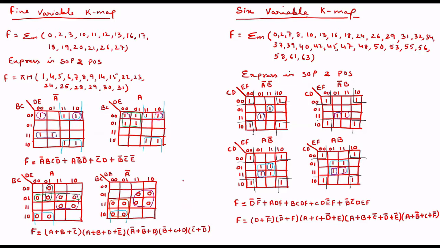Now coming to 6 variable, the same way we will find the summation of min terms expressed in SOP and POS. Since 63 is the highest value, I need 6 variables to represent it, and 4 graphs will come. This graph will cover 0 to 15, this 16 to 31, this 32 to 47, and this 48 to 63. The first 2 variables will be changing. C, D, E, F will be common for all the graphs.